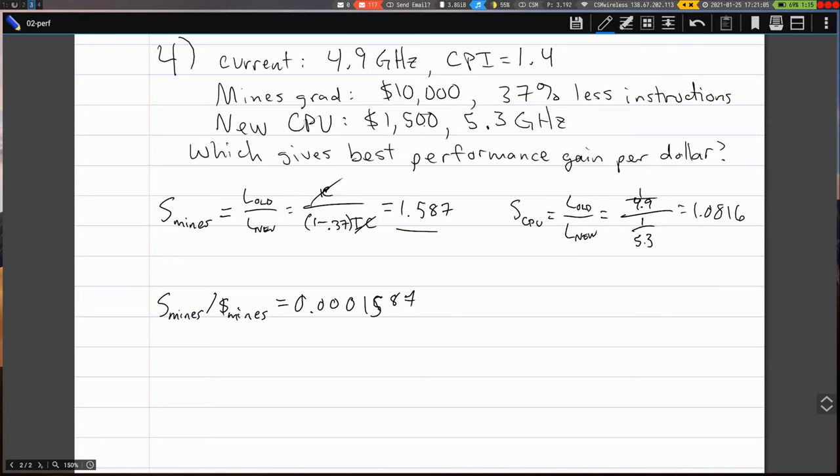Okay, then divide this, the CPU over dollars. And everyone gets something like 0.0072, or 3 zeros and then 72. Yeah. Okay. So unfortunately, we're too expensive.